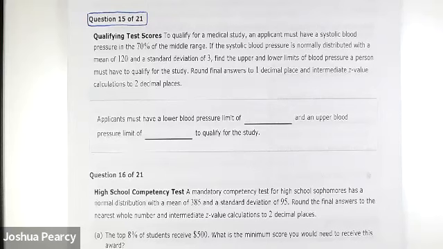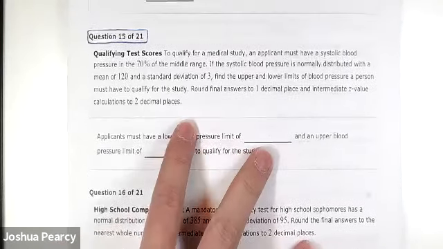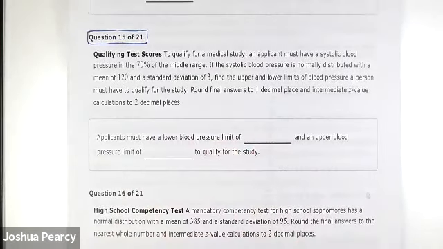So the first one we're going to do is this one. Number 15. It says, to qualify for a medical study, an applicant must have a systolic blood pressure in the middle 70% range. If the systolic blood pressure is normally distributed with a mean of 120 and a standard deviation of 3, find the upper and lower limits of blood pressure a person must have to qualify for the study. How in the world do you do that?